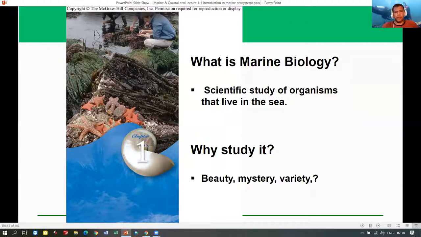So what is marine biology or marine ecology? For the aquatic resources management students, we covered the oceanography subject. In oceanography, usually we subdivide it into different fields, mainly physical oceanography, chemical oceanography, and biological oceanography. Other than that, there is also geological oceanography, so we can categorize them in different ways.